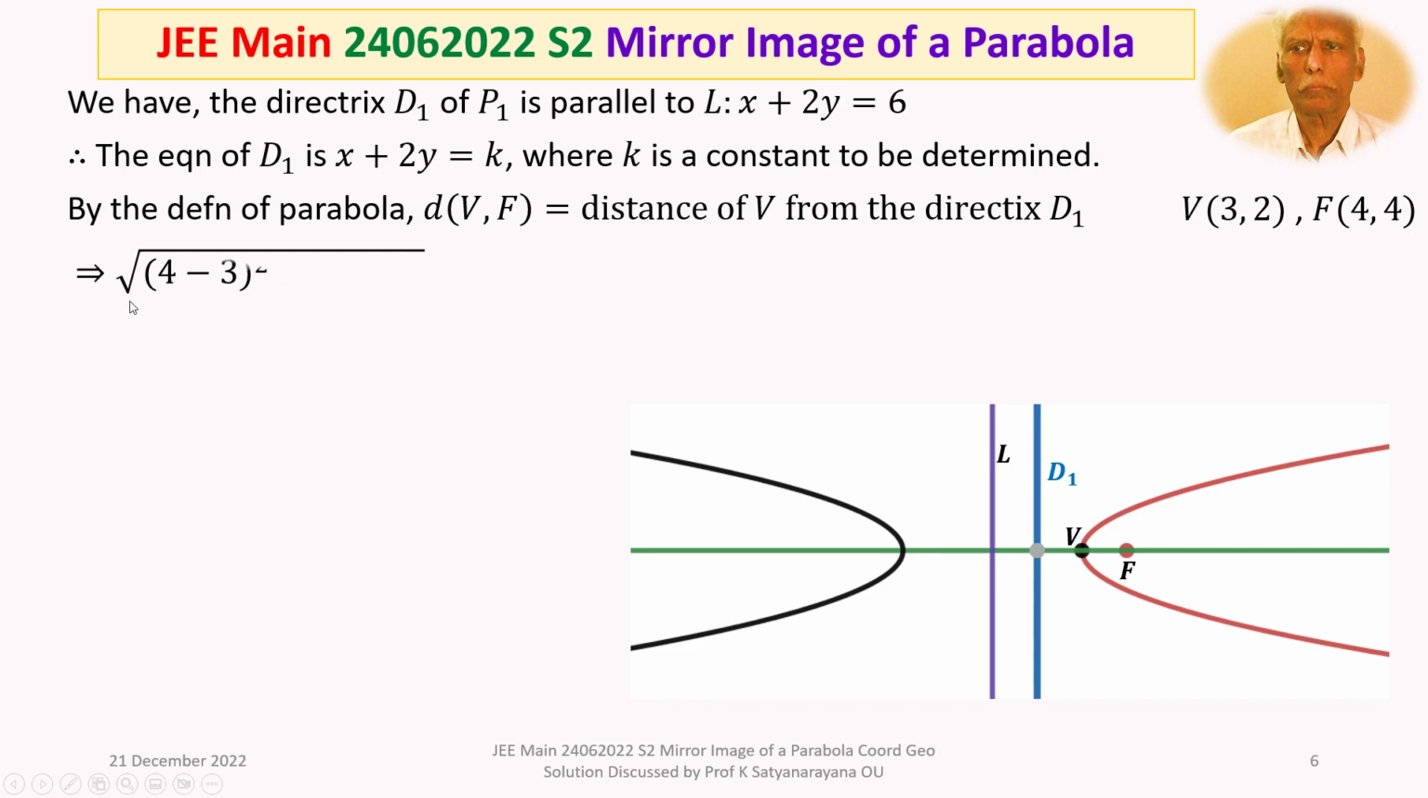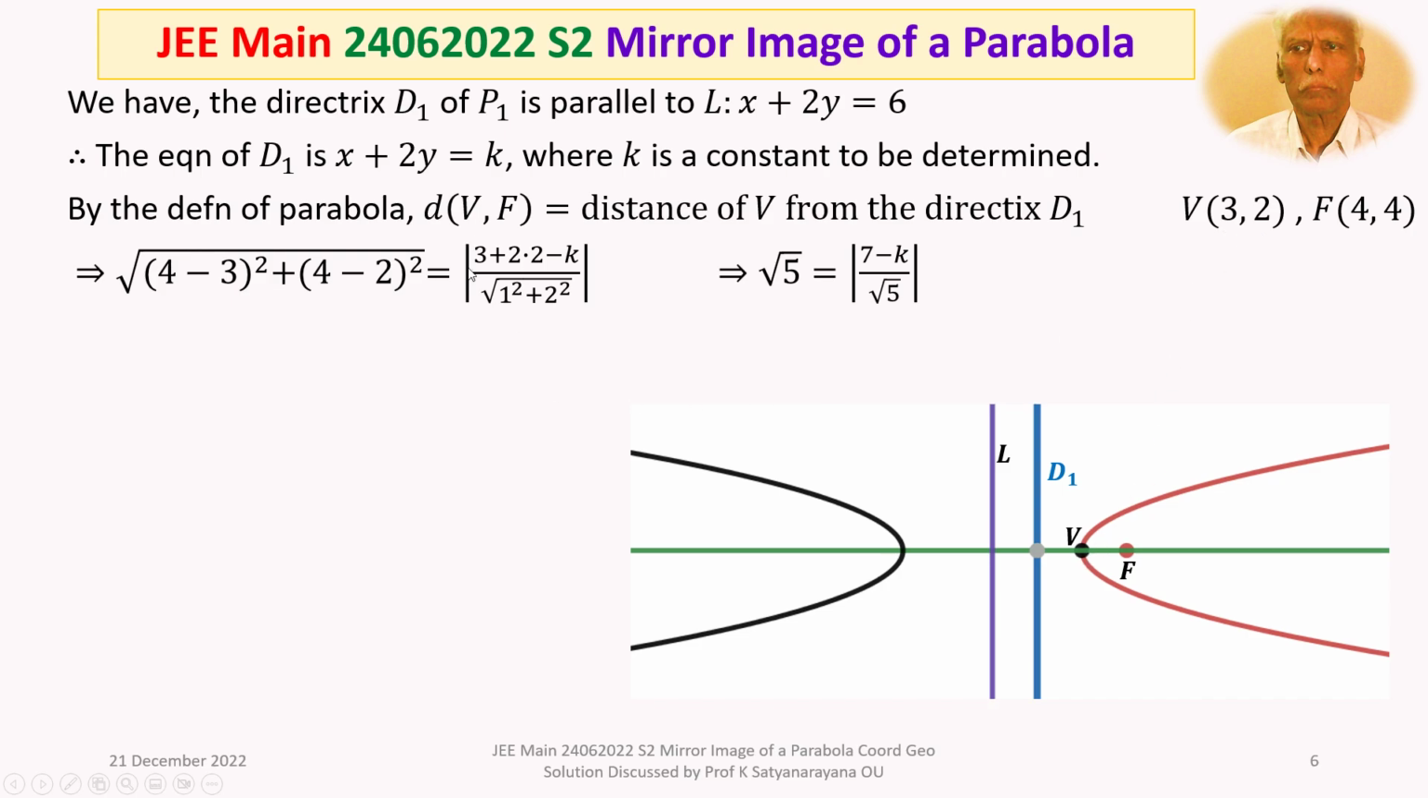That will be under the square root of (4 minus 3) whole square plus (4 minus 2) whole square. And what is the perpendicular distance of V on L? L is x plus 2y. D1 is x plus 2y is equal to k. So x plus 2y minus k, and the perpendicular distance from V, which is (3, 2).